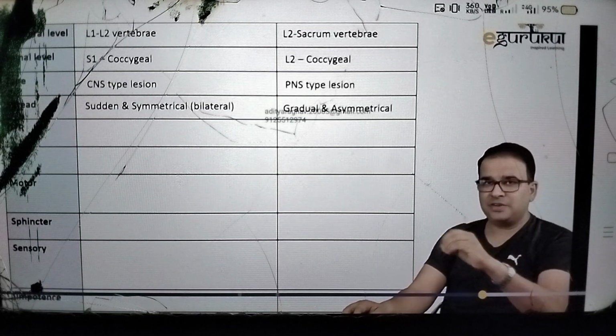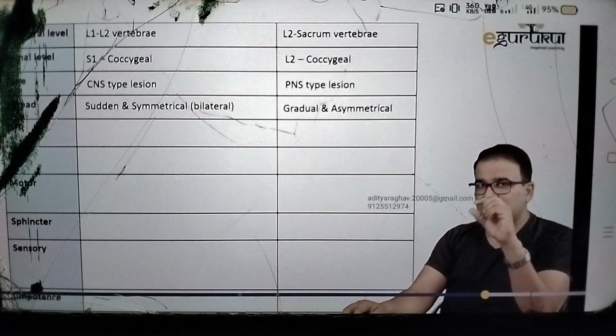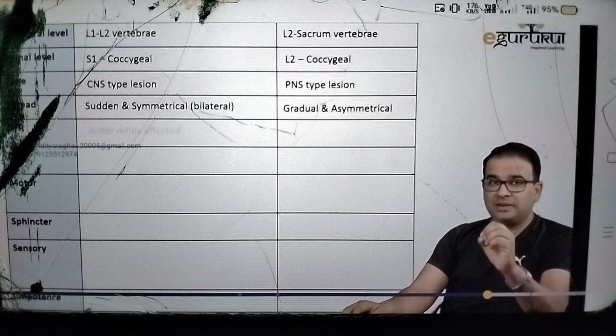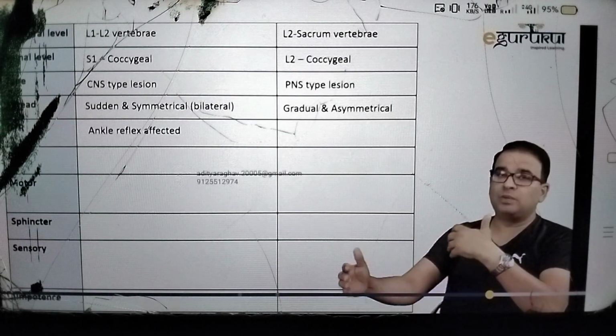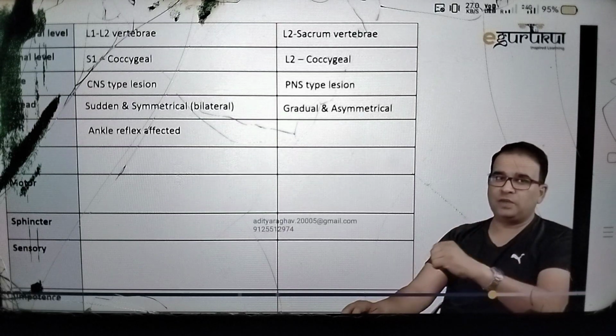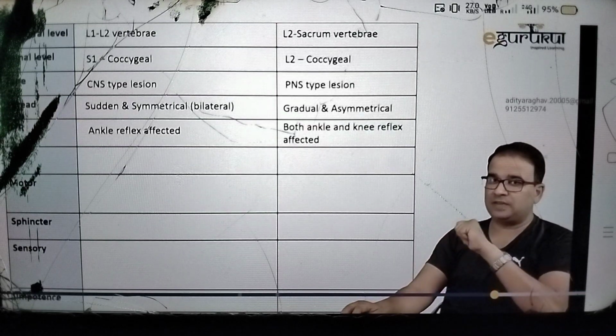DTR, deep tendon reflexes. As we already discussed, in case of conus medullaris, because of the sacral involvement, the only deep tendon reflex which will be affected here is the ankle. But in case of cauda equina, more peripheral nerves are involved. So lumbar as well as sacral nerve involvement will lead to the loss of ankle as well as knee reflex. So both ankle and knee reflex will be affected.